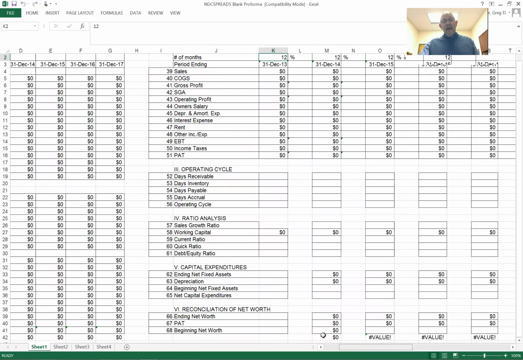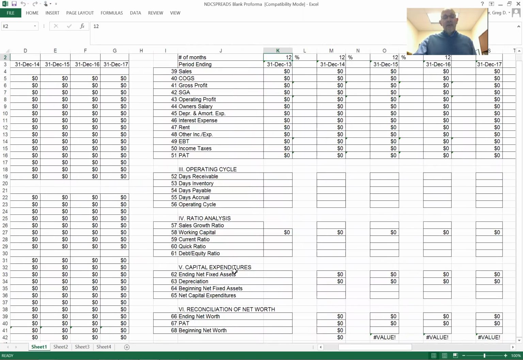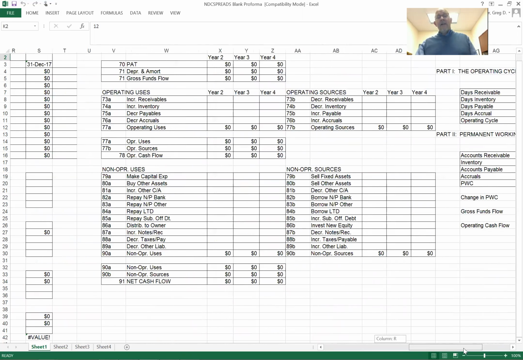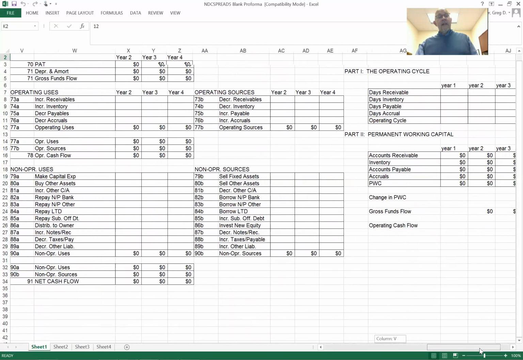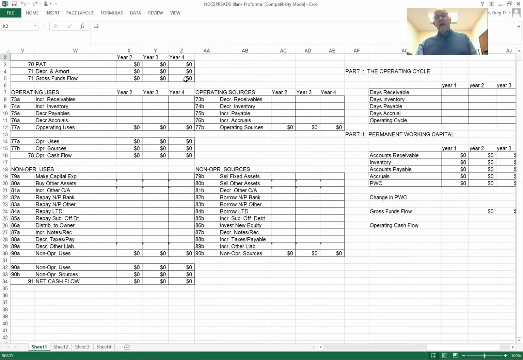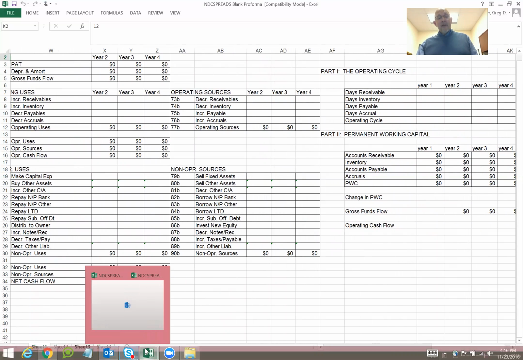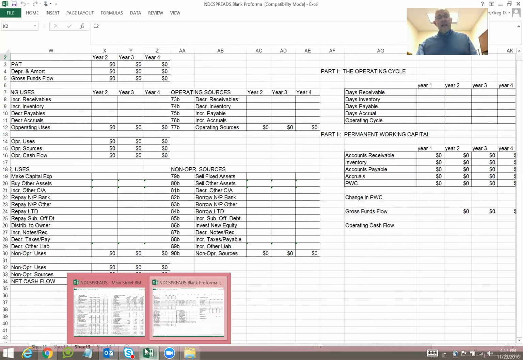And here you see reconciliation of net worth, capital expenditures, ratio analysis, and operating cycle. And these are numbers that I've come to understand over the years. And then out here, it gives you a cash flow analysis in terms of gross funds flow and permanent working capital.